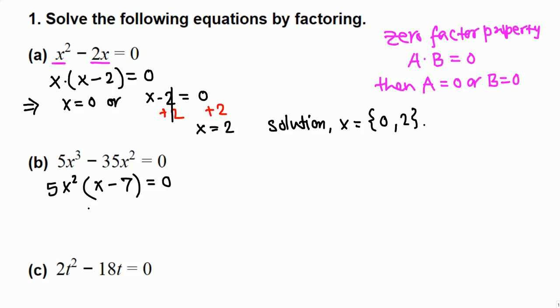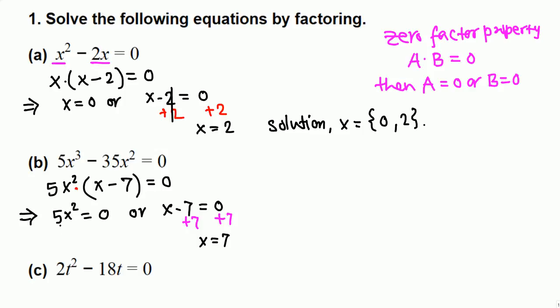Again we have the same situation as last time. Product of two things equals 0. That implies, by the zero factor property, either 5x squared equals 0 or x minus 7 equals 0. From each equation we want to isolate x. The second one is easy, minus 7. So to move 7 over, add 7 to both sides, negative 7 and 7 cancel, x equals 7.